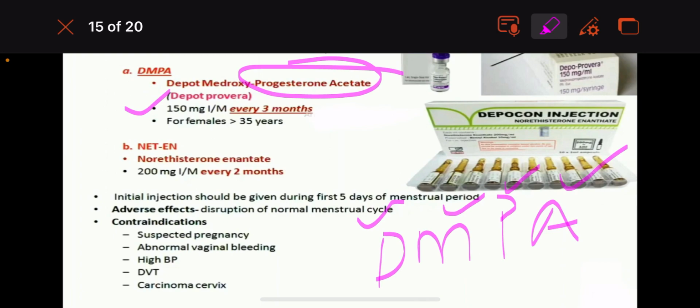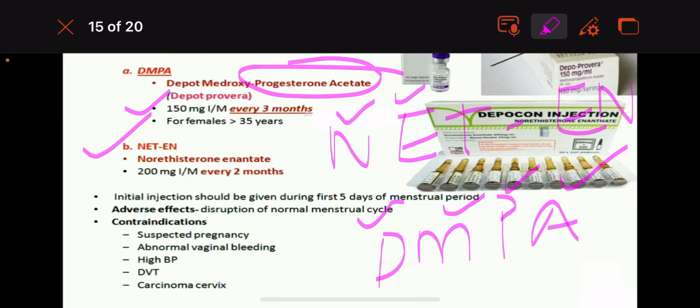Moving on to norethisterone enantate, or NET-EN. How do we remember? NET-EN, norethisterone enantate. Cool. 200 mg. What is the standard dose?